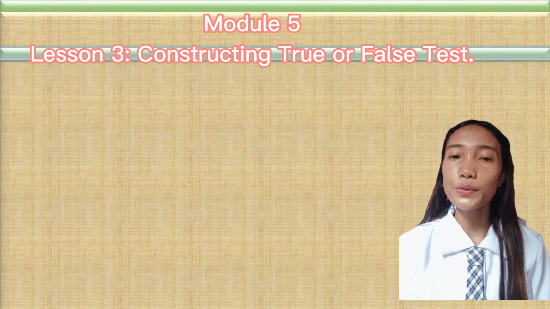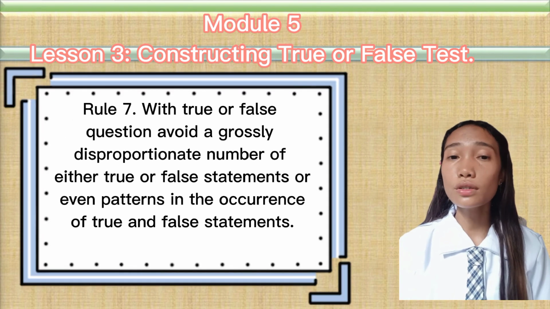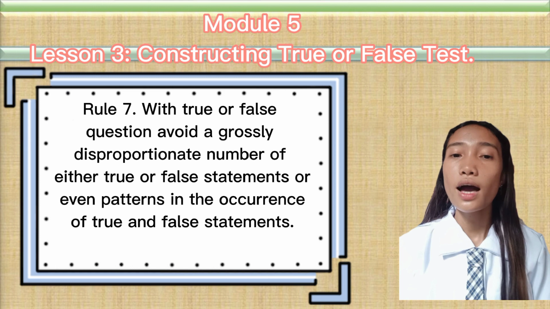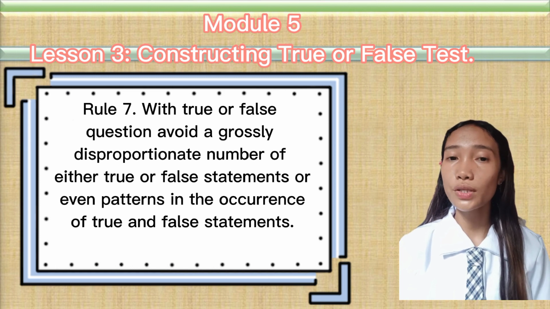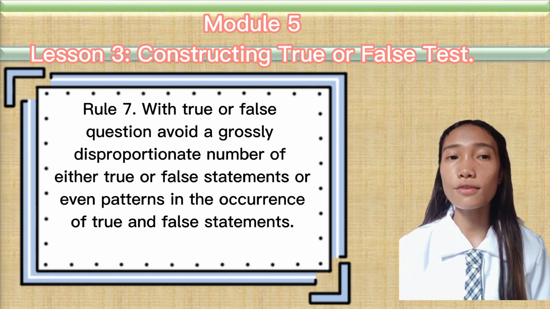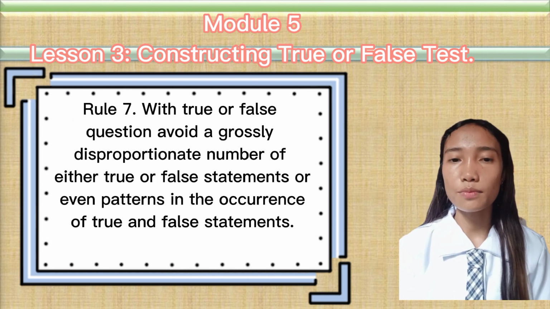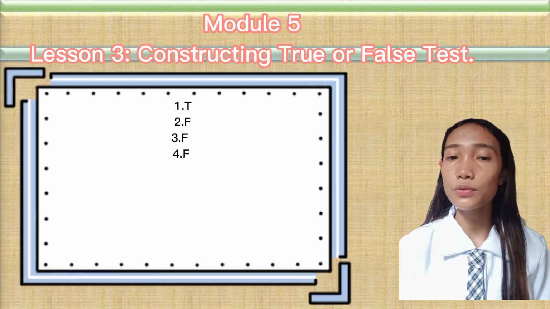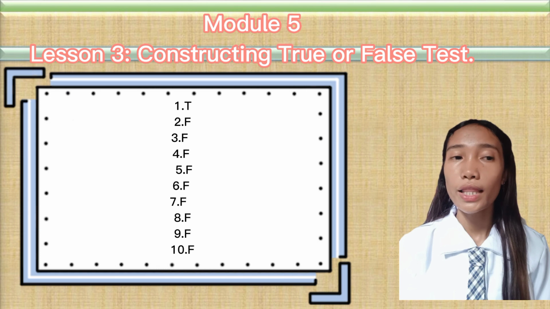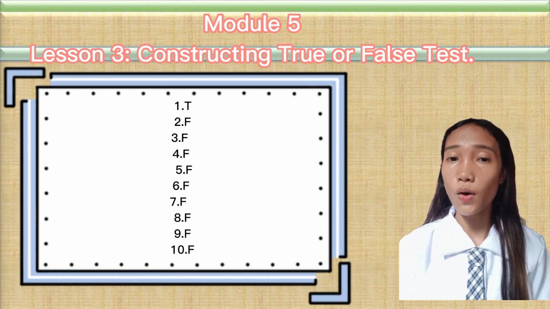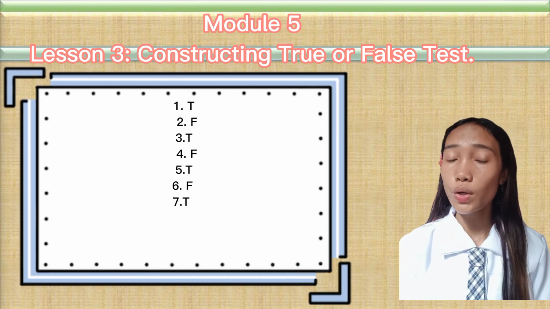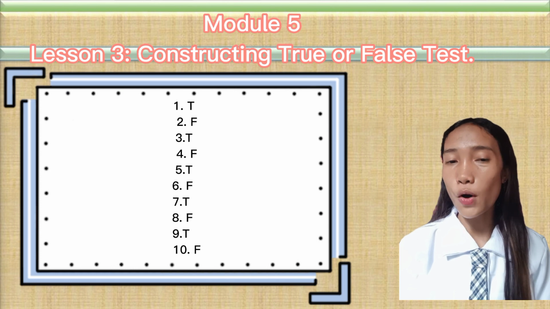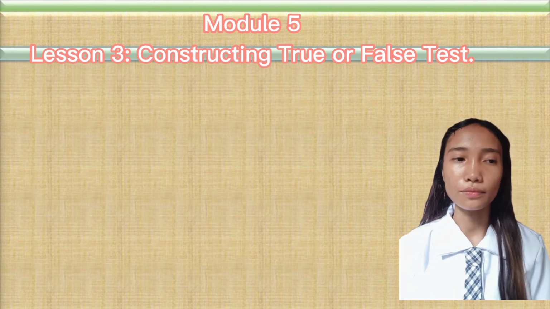Last rule, rule number 7. With true or false questions, avoid a grossly disproportionate number of either true or false statements, or even patterns in the occurrence of true and false statements. For example, number 1 true and numbers 2 up to 10 false, or number 1 true, number 2 false, number 3 true, number 4 false, true, false, and so on.